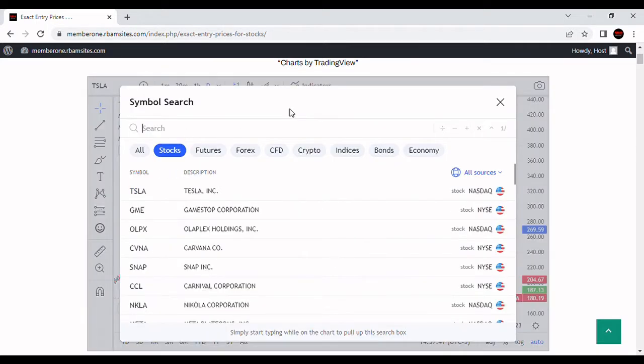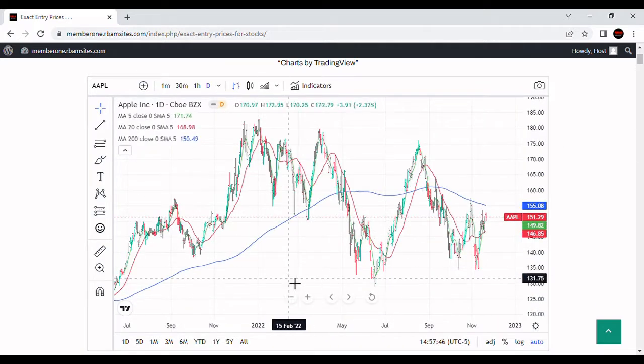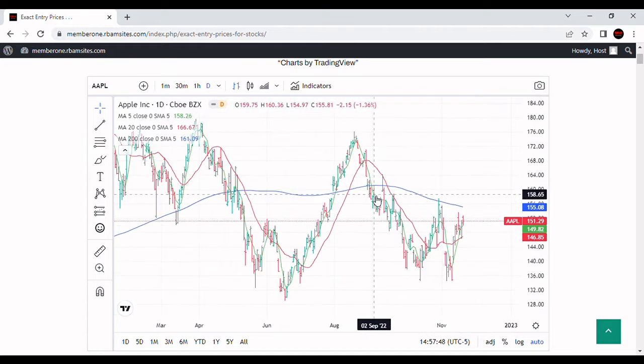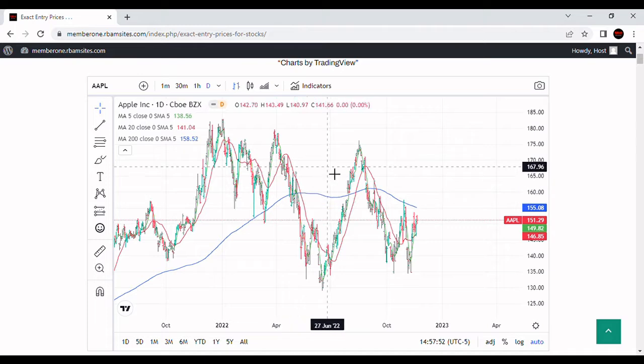We can bring up whatever we want, but this program is going to populate it for you automatically. You just put in Apple, and now you can see they're automatically plotted. So you don't have to spend hours doing this yourself. It's automatically plotted at TradeView, and all these charting companies are pretty much the same way, but TradeView is a great one.